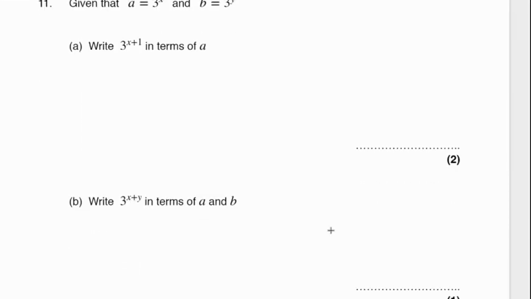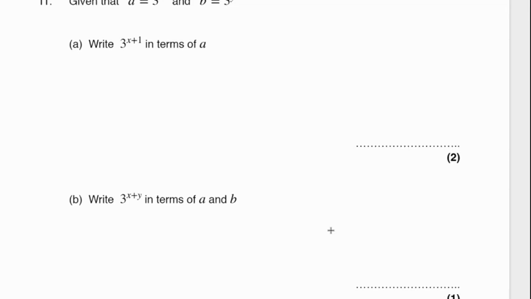Okay, let's do one more. This one looks a little bit trickier, but it's okay. We've been given that a is equal to 3 to the power of x and b is equal to 3 to the power of y. They're asking us to write out 3 to the power of x plus 1 in terms of a. Well, we can look here and we realize we've got 3 to the power of x plus 1. We can use that addition rule, but in reverse.